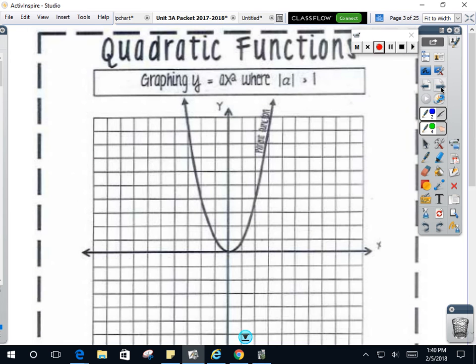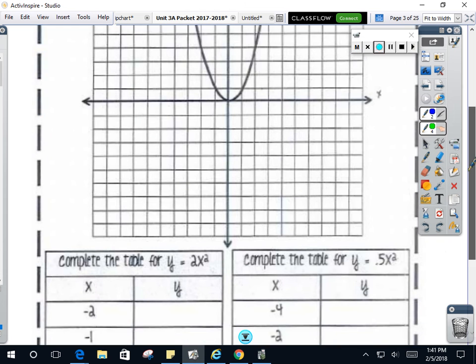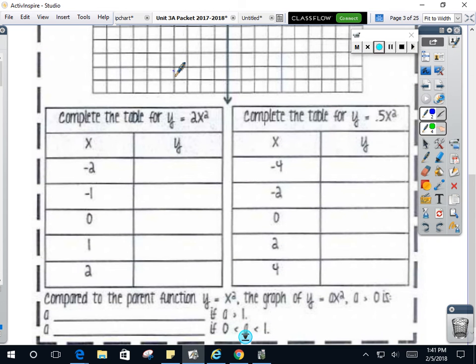Okay, now let's look at the next page. We're going to talk about graphing a parabola when the absolute value of a is greater than 1. Okay, so this time, over here in the left one, what is the a value? Isn't the a value a 2, and isn't that greater than 1? Okay, so let's talk about what that will look like. First, we have to fill out the chart. So when you plug in a negative 2, square it, and then multiply by 2, what do you get?